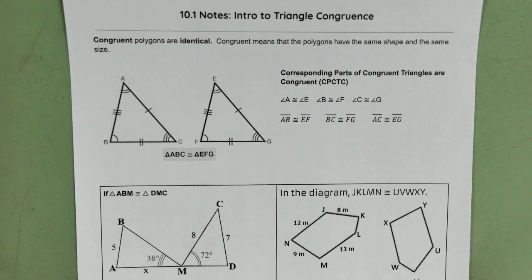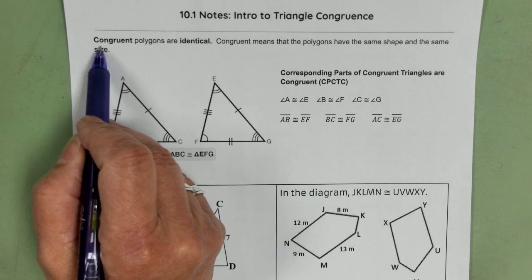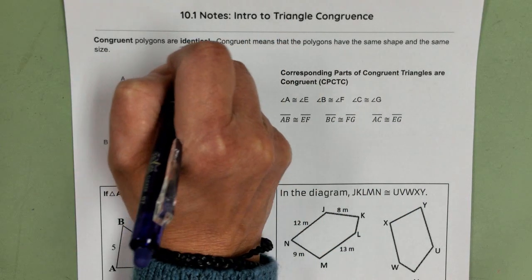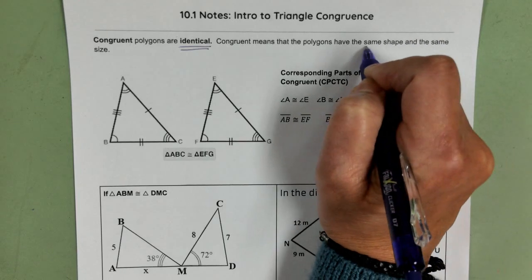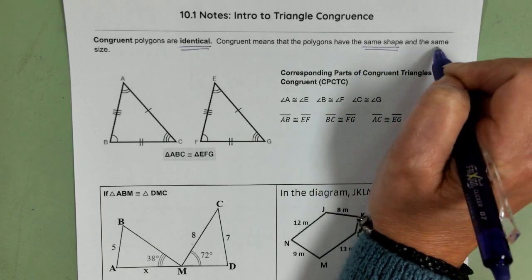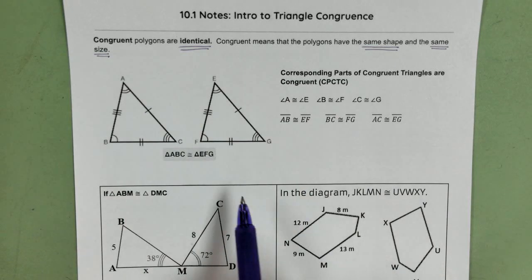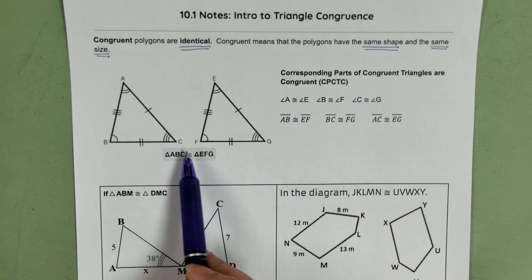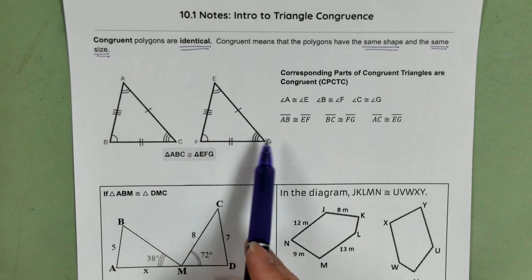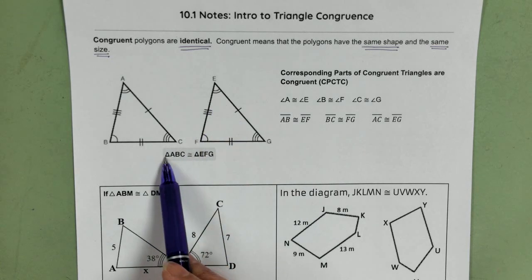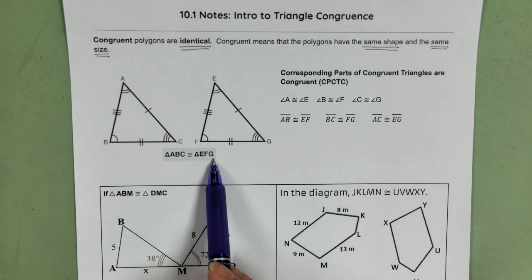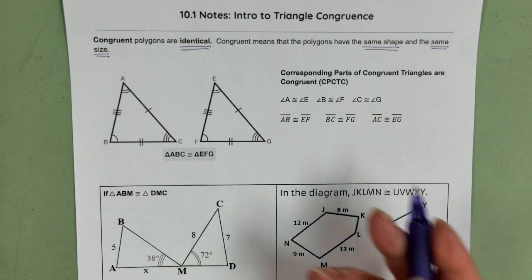Today we're going to start Unit 10, which is triangle congruence, working towards learning how to do proofs. As a review, congruent polygons are identical. That means they have the same shape and the same size. We have these two triangles, ABC and EFG, and we're told in this congruency statement that they are congruent.